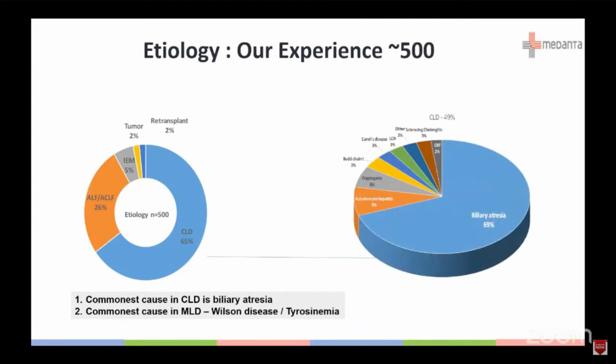So this is the breakup of the CLD. Like I said, the most common cause of the CLD was biliary atresia, which accounted for about 70% of the total CLD cases. The other CLD cases were Caroli's disease, Budd-Chiari syndrome, autoimmune hepatitis, congenital hepatic fibrosis, sclerosing cholangitis, and other cryptogenic causes as well.